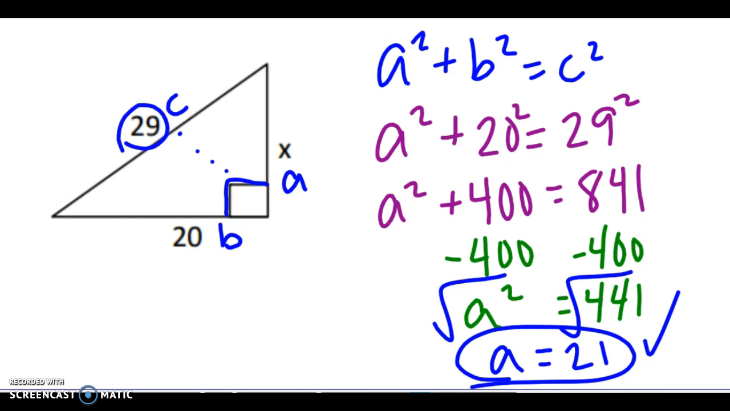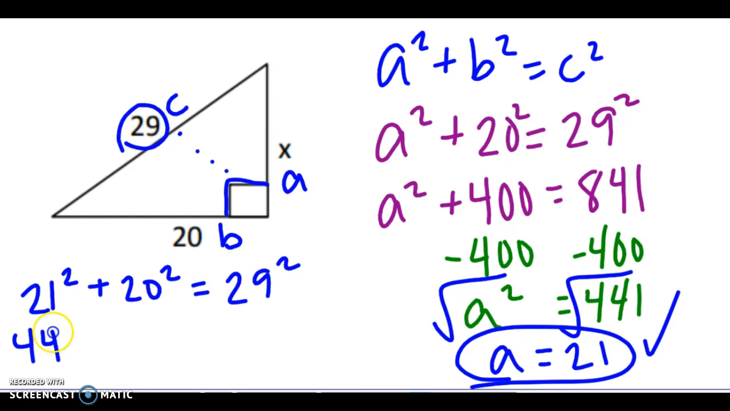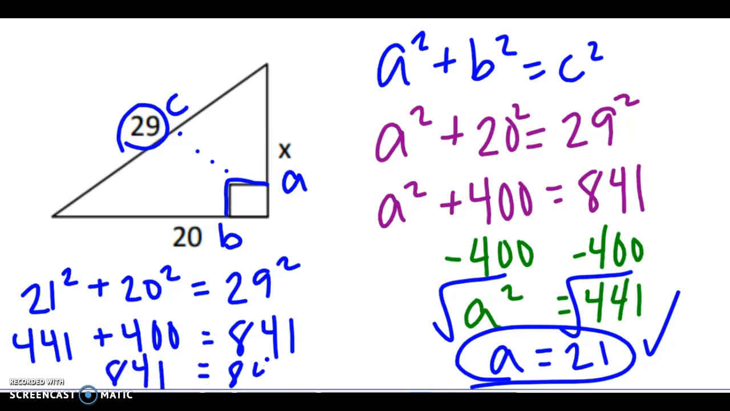And then if you want to check your answer, you just plug those numbers in. So you would do 21 squared plus 20 squared equals 29 squared. And then you would figure this one out. So 21 squared is 441, which we know from the problem. 20 squared is 400. And you're just going to make sure that this works out to be true. 29 squared is 841. So add those two together and we have 841 equals 841. So our answer checks out.